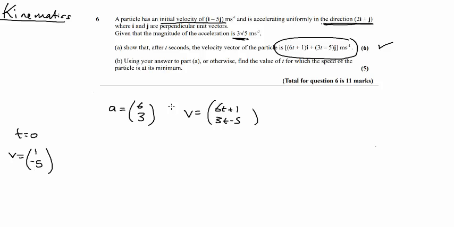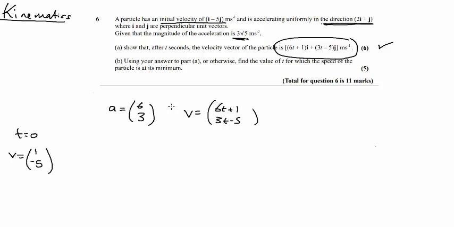Okay, using your answer. By the way, did you notice this one has nothing to do with R, so I can skip R. Anyway, let's go on. Using your answer to part A, or otherwise, find the value of t for which the speed of the particle is at its minimum. So one sec, let's have a think about this. That's actually quite an interesting question.